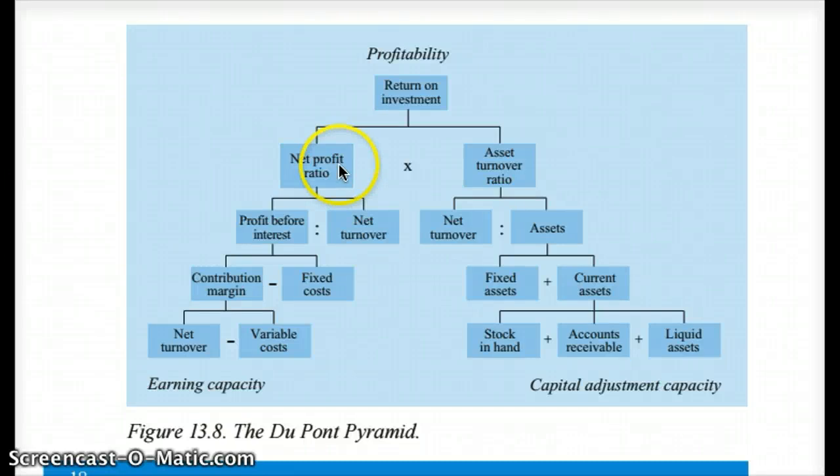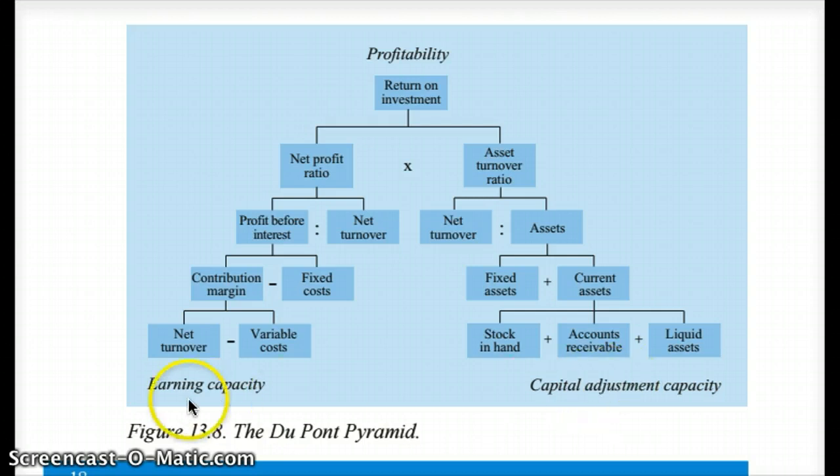The DuPont pyramid is excellent at showing how well return on investment is going. If you look at the left side of the pyramid, this shows the influence of earnings on the return on investment, while the right hand side of the pyramid shows the influence of capital adjustment capacity on the return on investment.